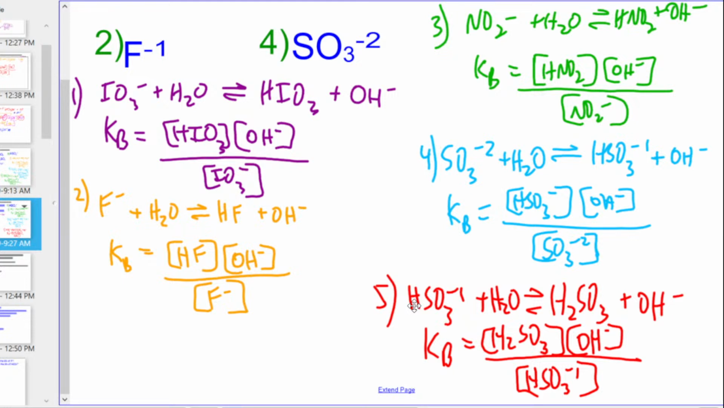Okay. For base reactions, you do have to add water to all of them. Why do we have to add water to all of the reactions? Because water can react as an acid or a base. Right. So, but why do we need to for KBs?